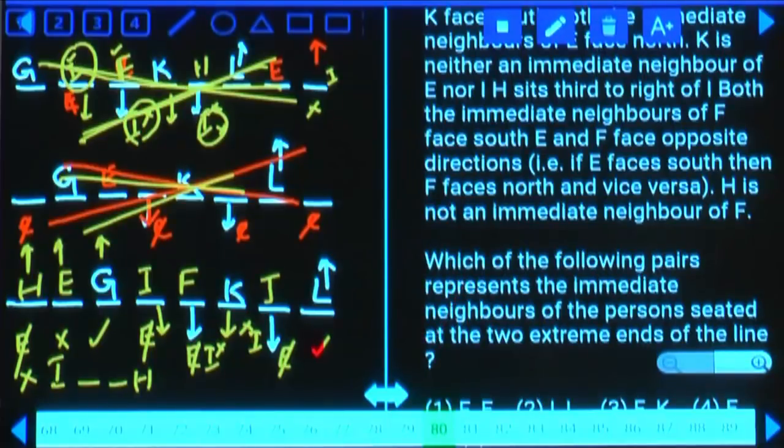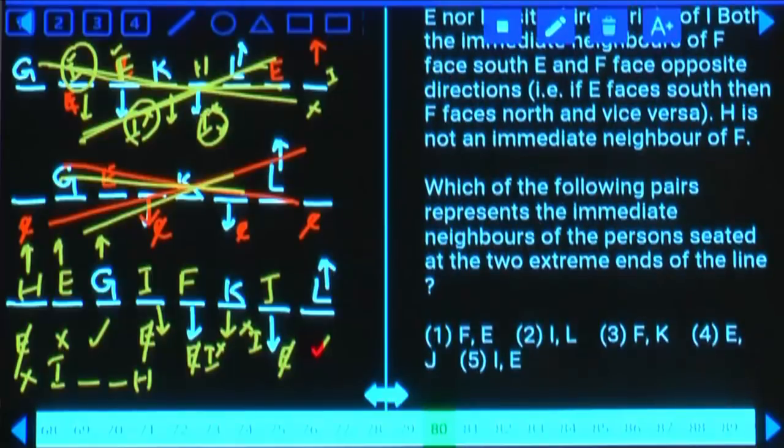And question number 80. Which of the following pairs represent the immediate neighbors of the persons seated at the 2 extreme ends? E and J are the neighbors of H and J, L. E and J, that is given in choice 4. So for question number 80, choice 4 is the answer.